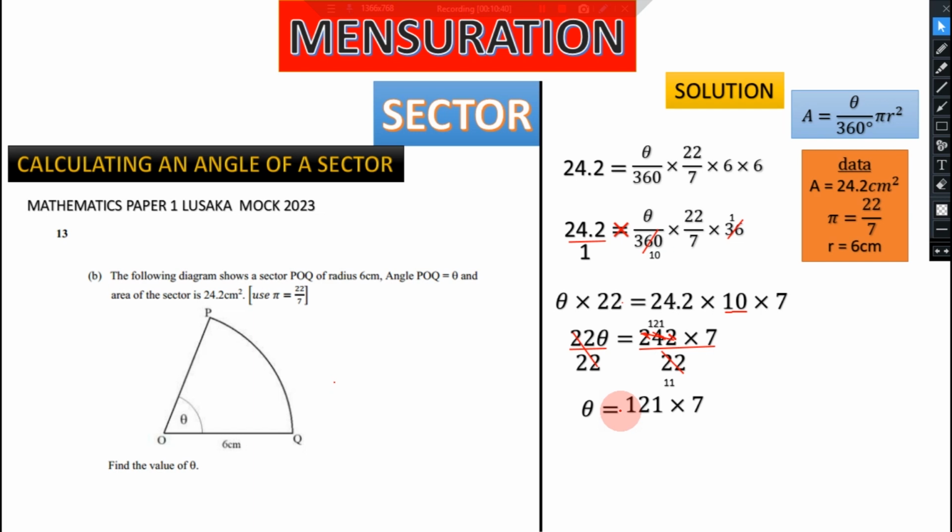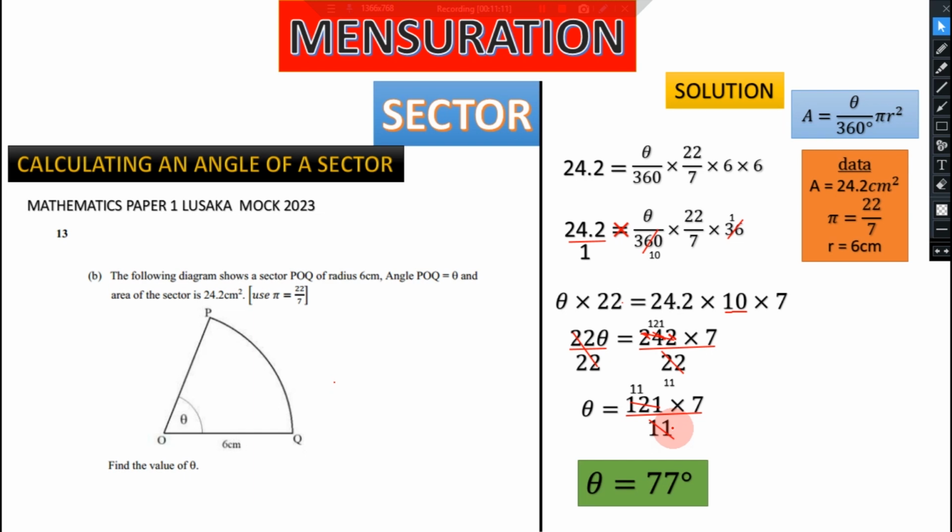Now notice the numbers that we have. We are remaining with 121 times 7 over 11. Definitely this 11 has to be divided because we need to find the value of theta. The 11 can go into 121 how many times? Good, it goes 11 times. Now we can multiply 11 times 7. Look, you see how easy it is. So the final answer becomes 77 degrees.